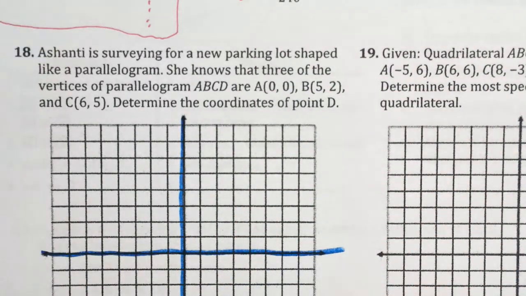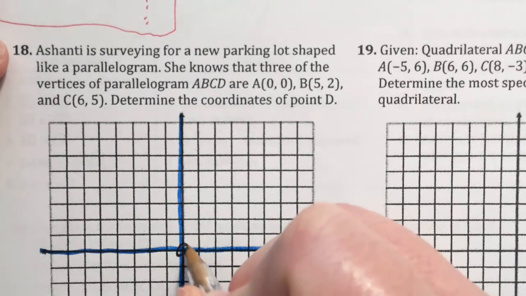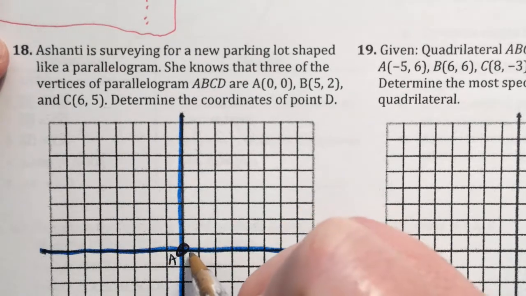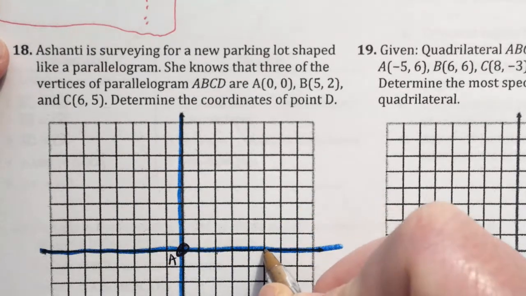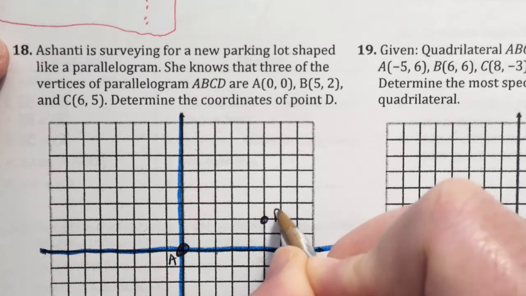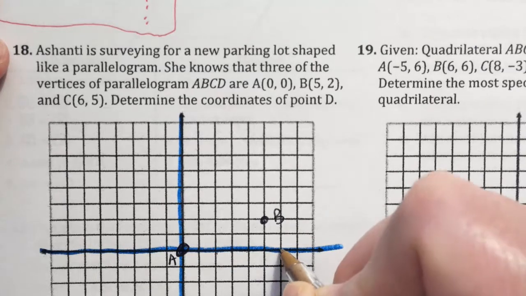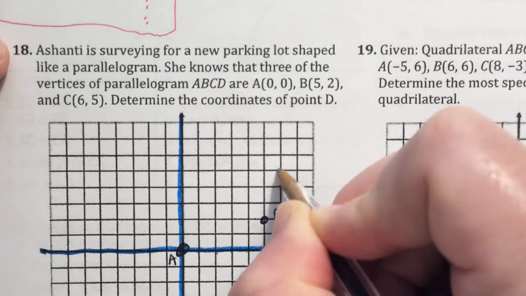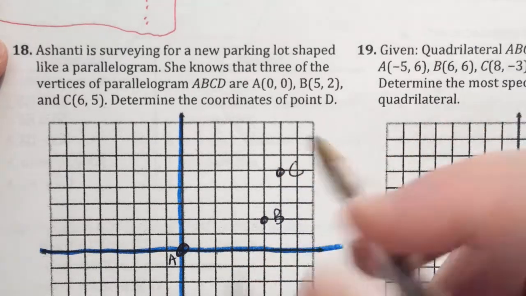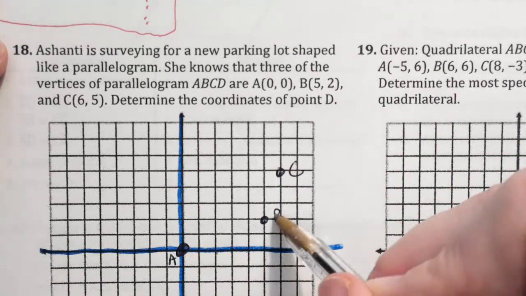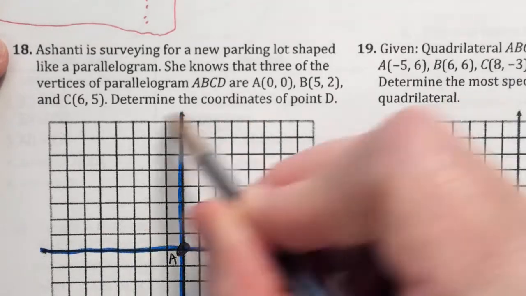Okay, so we're at 0, 0. That's my A. We're at 5, 1, 2, 3, 4, 5, positive 2. That's my B. We're at 6, 1, 2, 3, 4, 5, 6, and 1, 2, 3, 4, 5. That's my C. Okay, so if I go A, B, C, D would have to be somewhere over here.